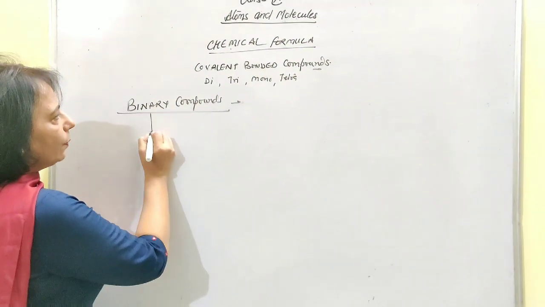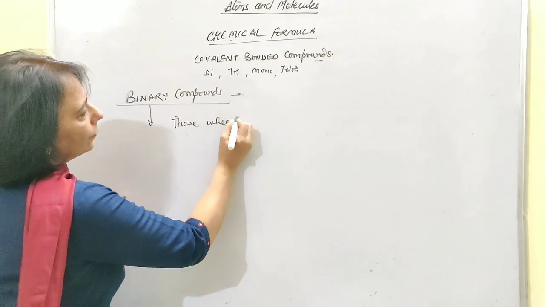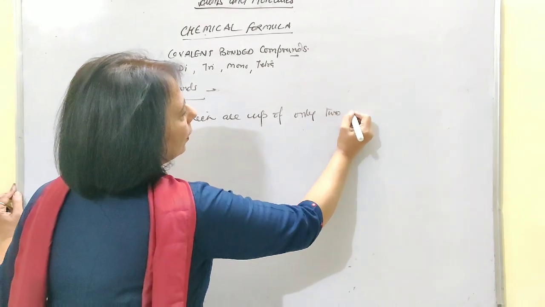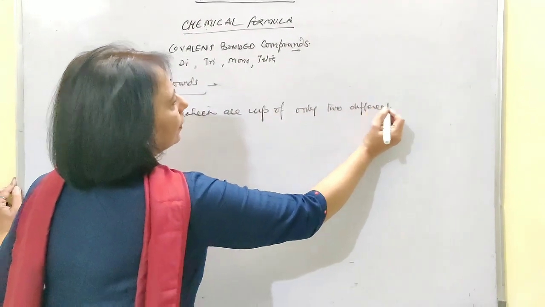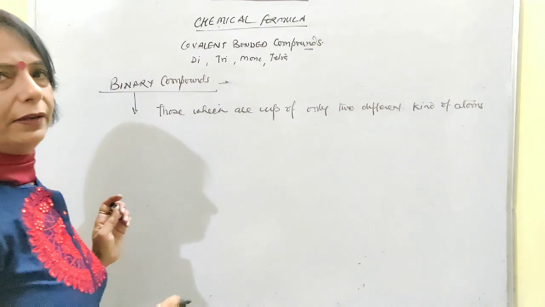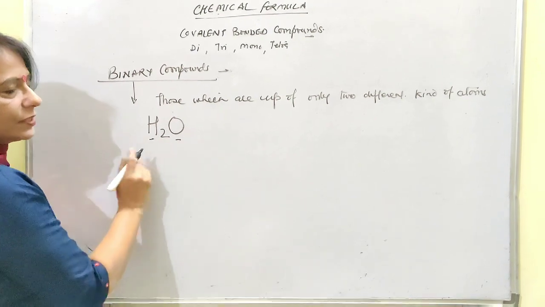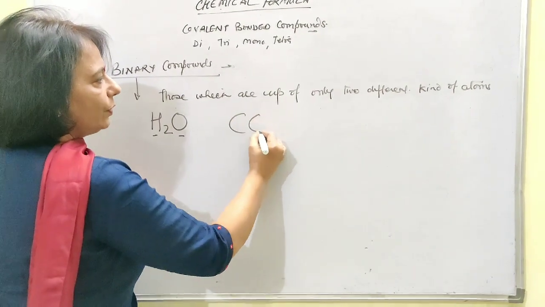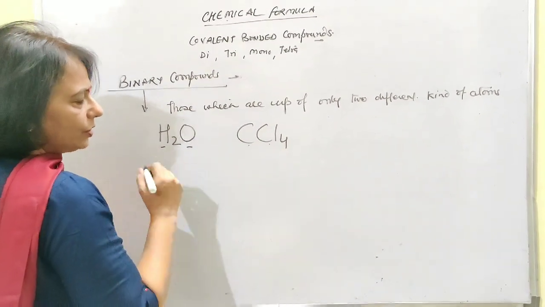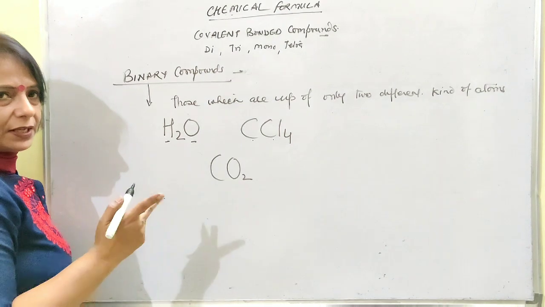So what does this mean? Binary compounds are those which are made up of only two different kinds of atoms. Okay, they are known as binary compounds. Let's take H2O. It is made up of hydrogen and oxygen, so it is a binary compound. Let's take the example of CCl4. This is carbon tetrachloride. This is also made up of carbon and chlorine, so it is a binary compound. CO2, carbon and oxygen. Only two different types of atoms are combined together.